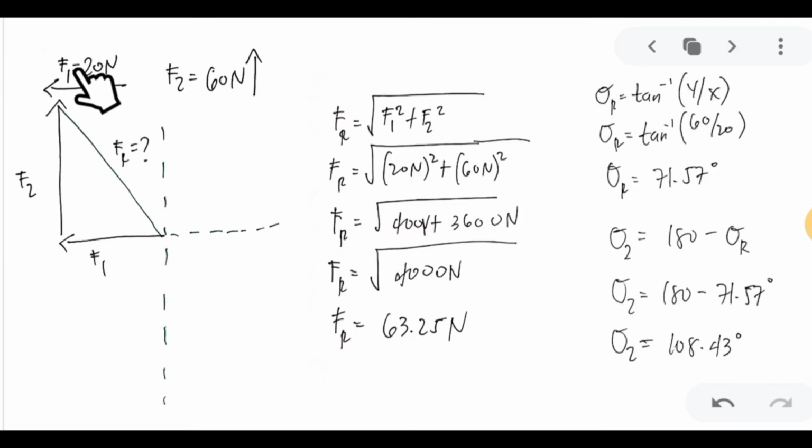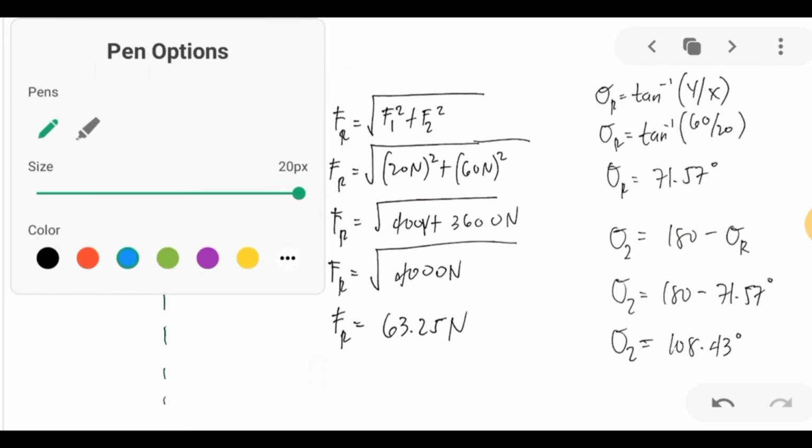find the resultant force and direction of F1 is equal to 20 Newton going to the west, and F2 is equal to 60 Newtons going to the north. And if you will plot that on a Cartesian plane that is in second quadrant, this is your F1 and this is your F2. And we have to find the hypotenuse or the resultant force or resultant vector. And to find that, we will use this formula here.